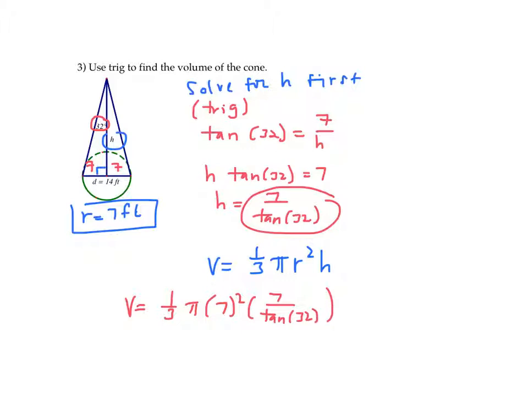And this is really crazy messy. You can simplify it a little bit, but I think we'll just go ahead and type this all into the calculator and round the volume to the nearest tenth. And you should get 574.8 feet cubed. So it's in cubic feet, again, because it's a volume.